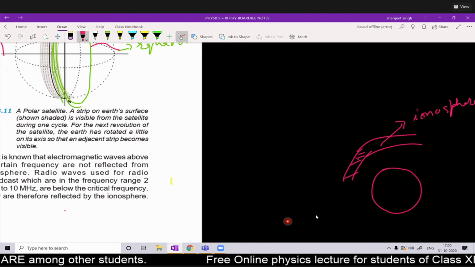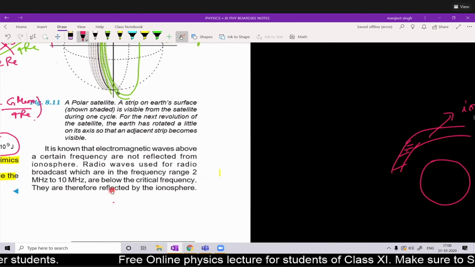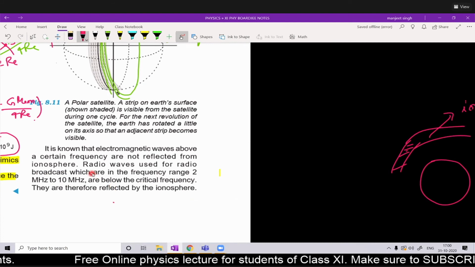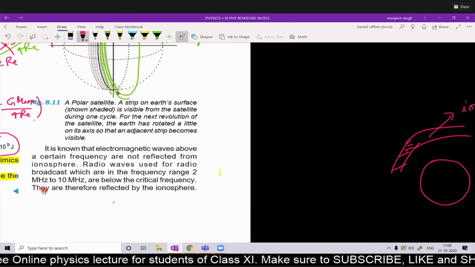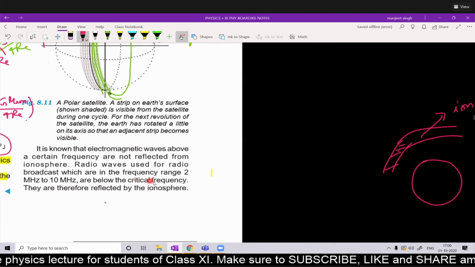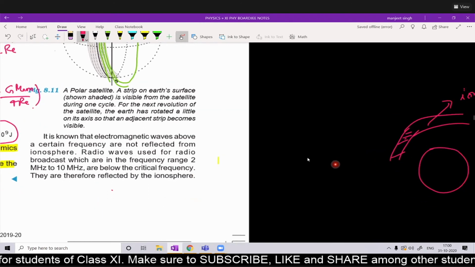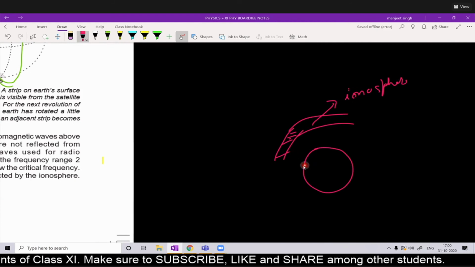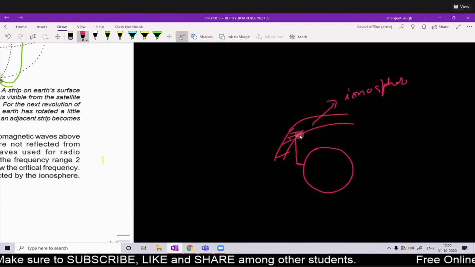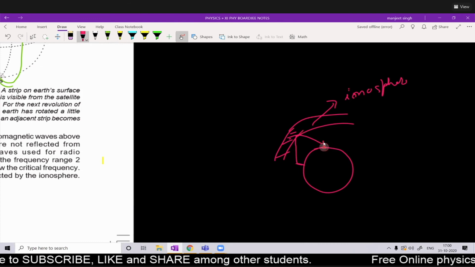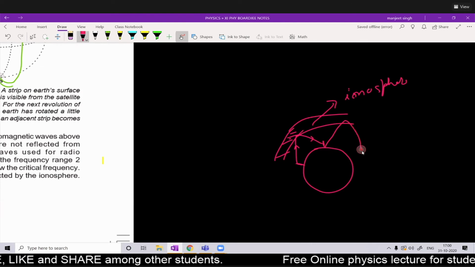So certain frequencies, the frequency is 2 to 10 megahertz. These are below the critical frequency, and these radio waves, these electromagnetic waves, which are used for radio broadcast, means 2 megahertz to 10 megahertz, are below the critical frequency. They are therefore reflected by the ionosphere. Suppose this is a transmitter station and these waves are being sent here, then these waves reflect to the other transmitter. Transmitter to transmitter, they will reflect and they will come to another transmitter.